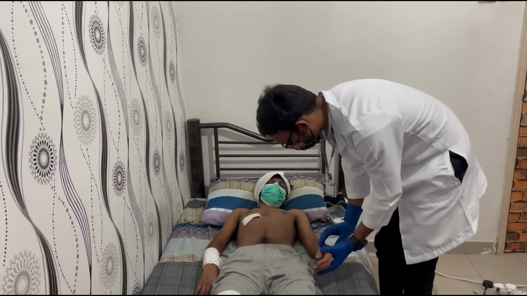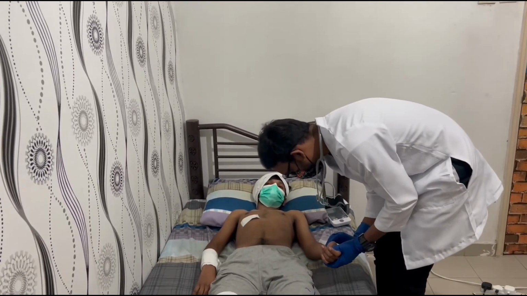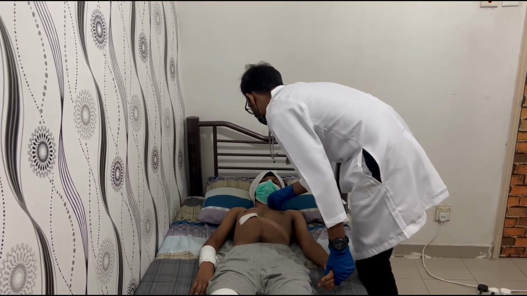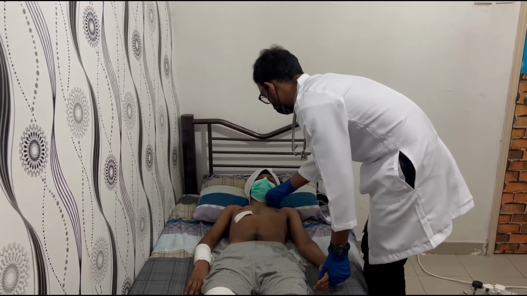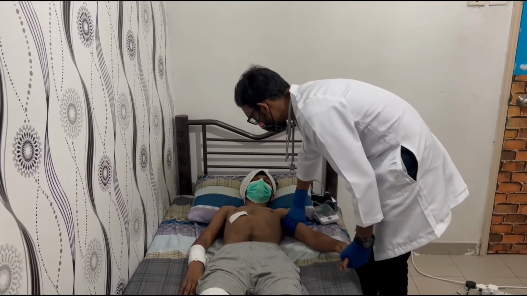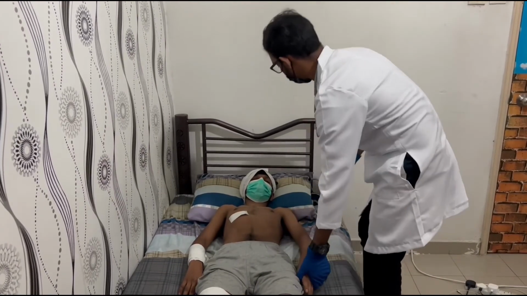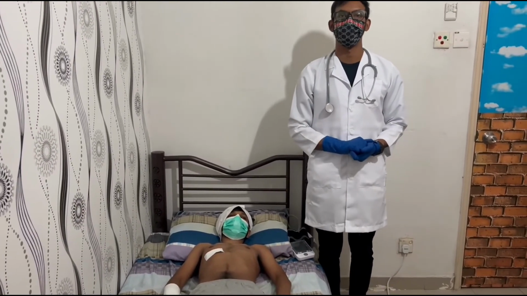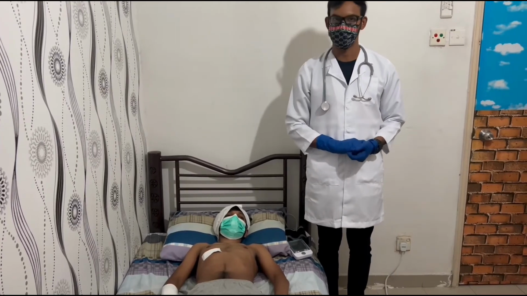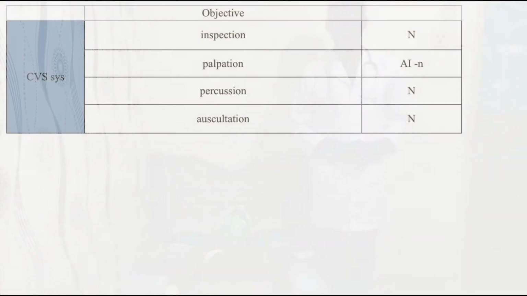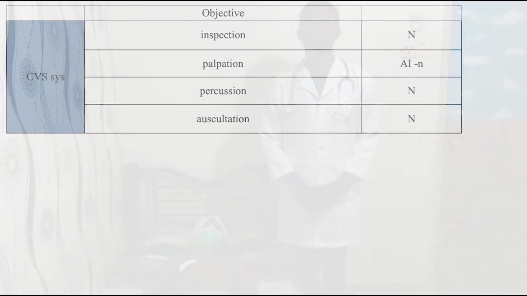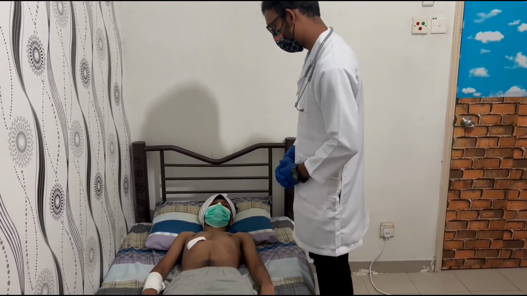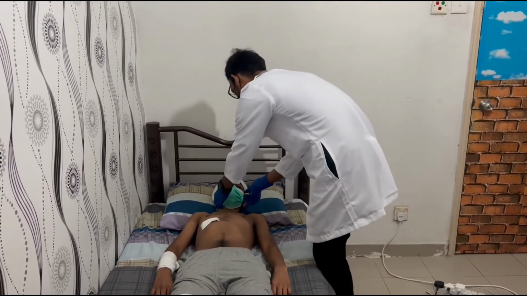May I check your pulse? Okay. The patient is hypotensive with a blood pressure of 90/50. The patient has a weak pulse too. Now I'm going to inspect the GIT of the patient.